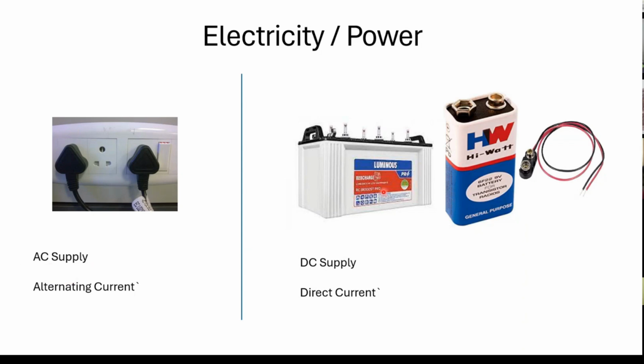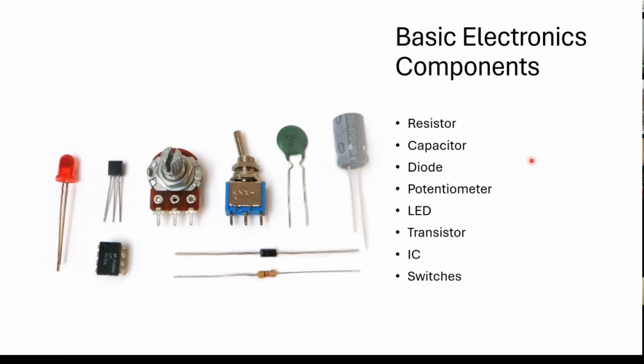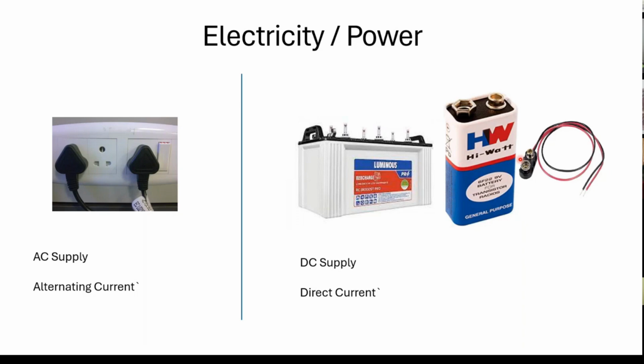The circuits that we'll be doing will use a DC supply. DC stands for direct current. This is what is available in your cars and your mobile phones. Your mobile phone is working with some power supply, right? So you should have seen this battery. We are going to use only this power supply for our circuits.